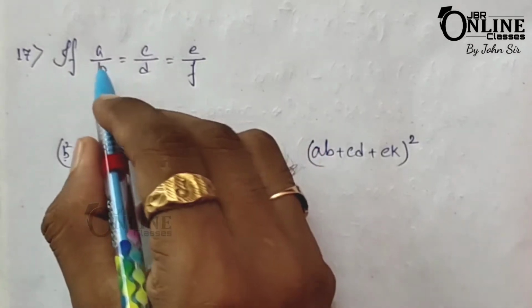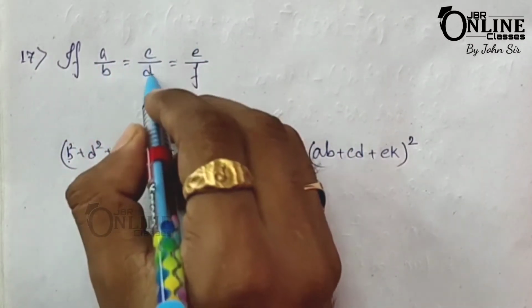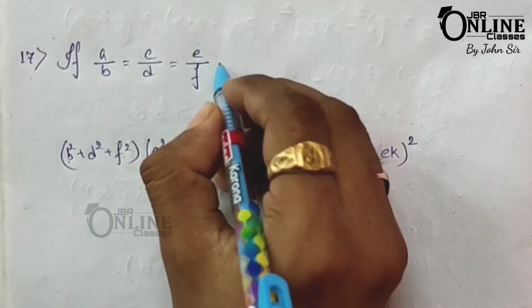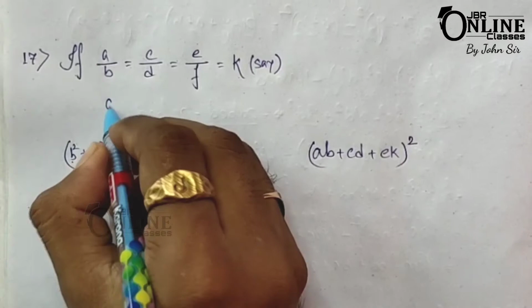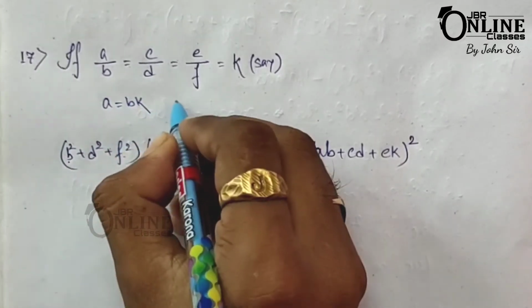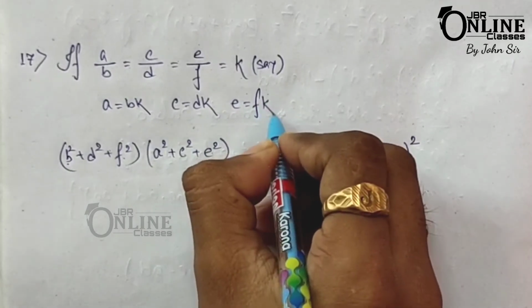So first, a/b = c/d = e/f, and that equals k, say. So from here a = bk, c = dk and e = fk.